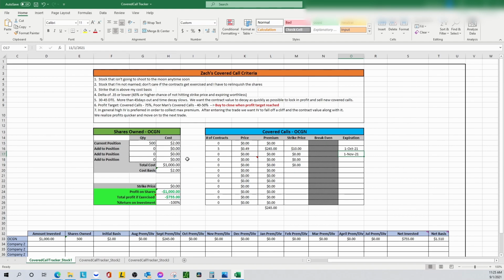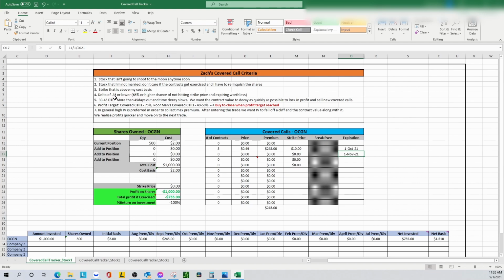But if I want to protect those shares and decrease the likelihood that they get called away, then I want to make sure I choose a strike that's out of the money. And so strikes that are out of the money would be strikes that are above the current stock price. And so you can look at deltas that are 0.35 or lower.